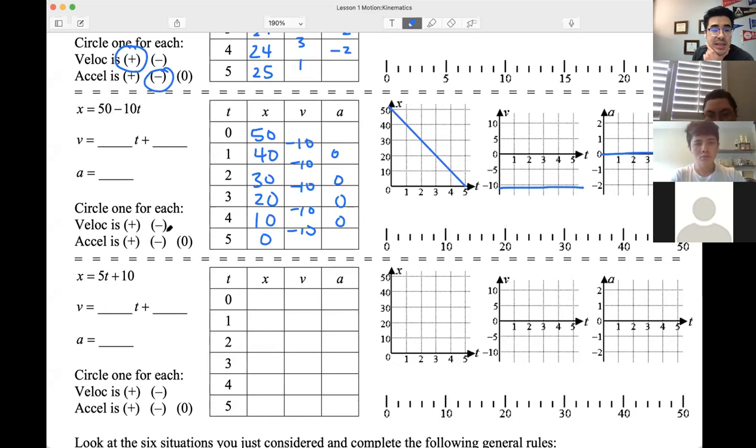So in this case, the velocity is negative, the acceleration is 0. If we want to do the equation here, it'd just be negative, though there's no t, right? The velocity is just negative 10, and the acceleration is 0. And finally, the last one, if we plug in, it'd be 0.